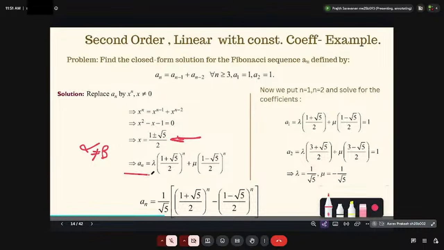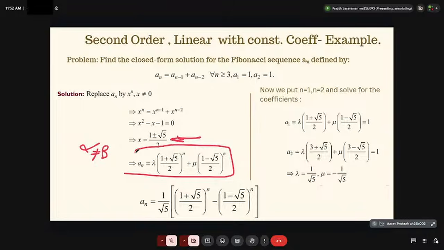Yes. So once you substitute that here, you get this form of the solution. Lambda and mu are unknown. To find lambda and mu, we use the initial conditions given in the question. So a1 is 1, a2 is 1. We will substitute a1 to be 1.